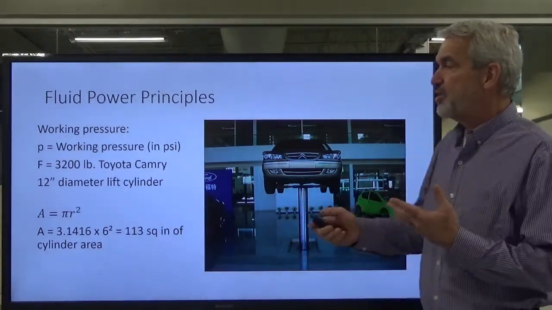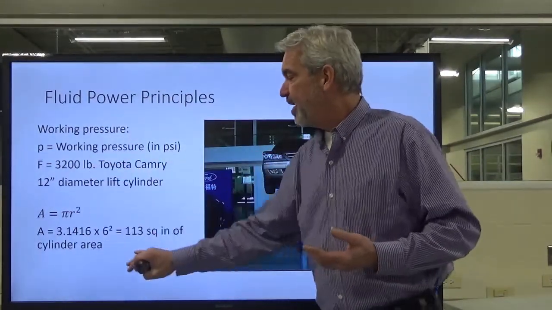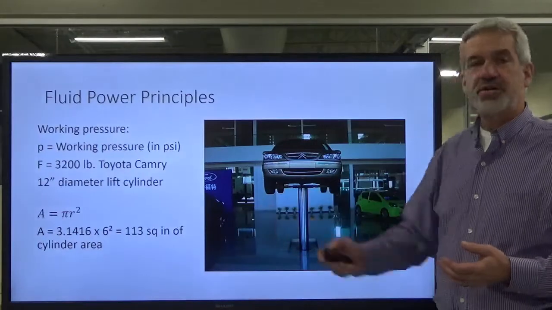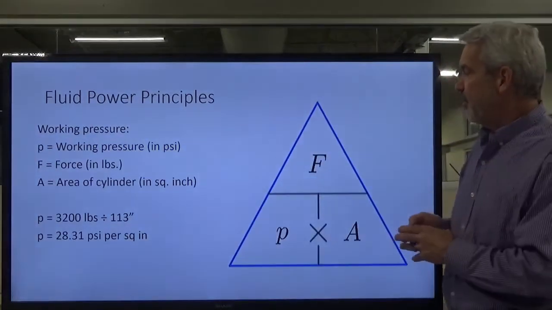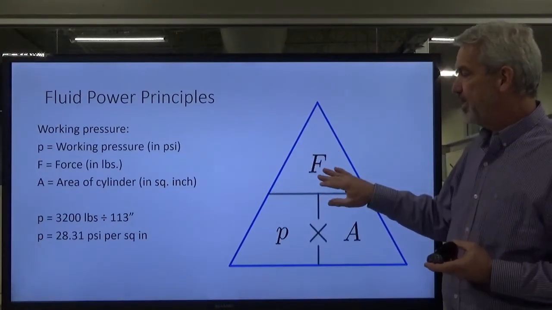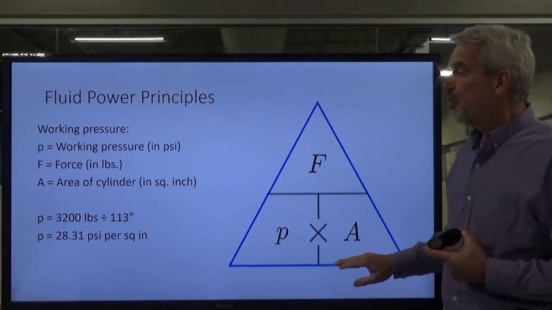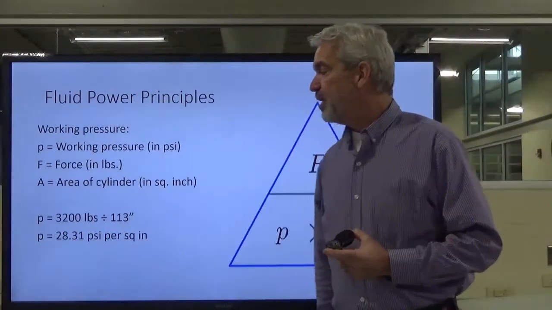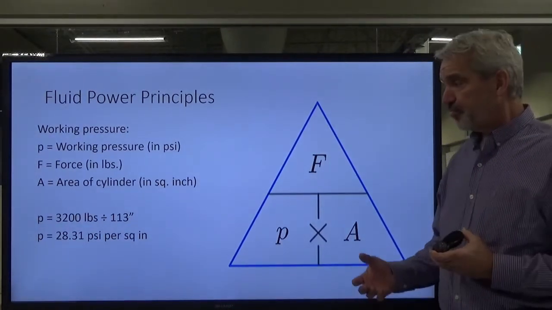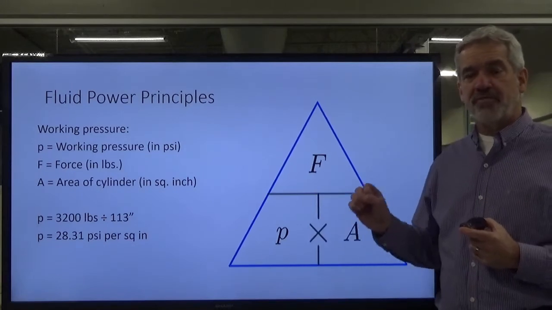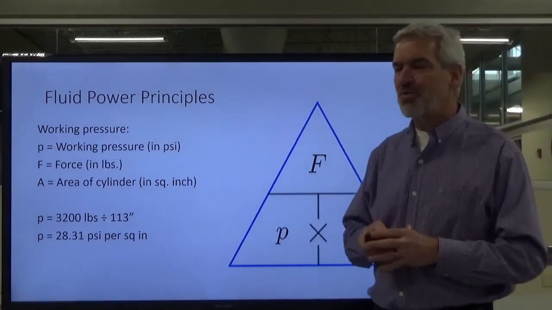So we've got two now of our three components. We've got the force, and now we have the area of 113 square inches. What we can find out now, if we use our formula, is that with the 3,200 pounds and the 113 square inches of surface area in our cylinder, we're going to need a total of 28.31 psi on that cylinder. In other words, we're going to need 28 pounds of pressure behind each one of those squares in the cylinder. That gives you a visual of what's going on there.